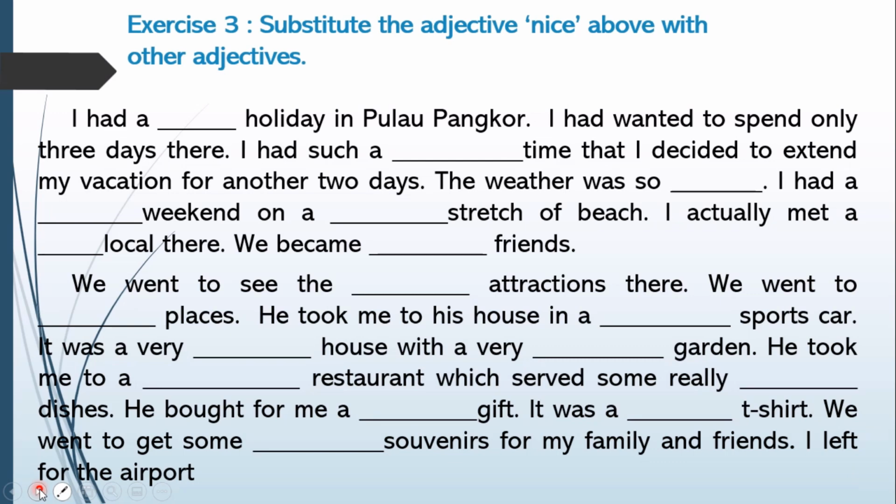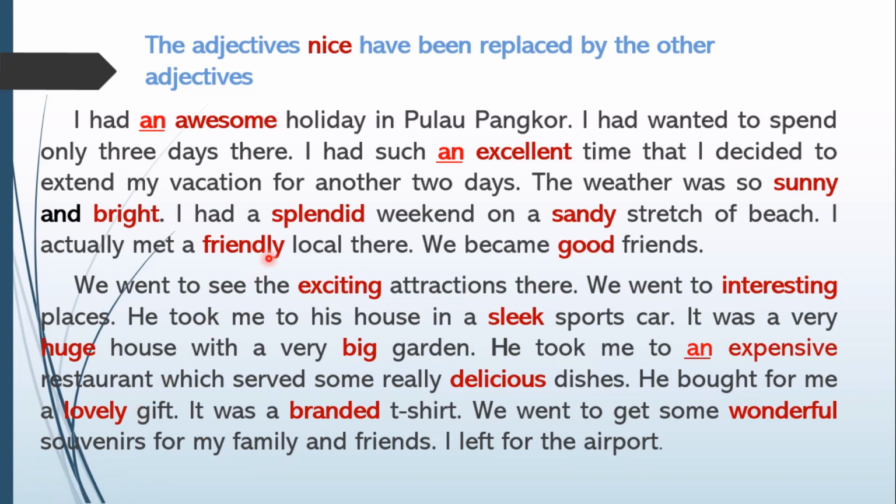Okay, let's go to this. This is with the blanks. Okay, I'm moving on to the sample that I have. Alright, I had an awesome holiday in Pulau Pangkor. Look at that, this was earlier an "a". When you use certain adjectives, you have to change it to "an". You cannot say a awesome holiday. It must be an awesome holiday. Okay, I had an awesome holiday in Pulau Pangkor.